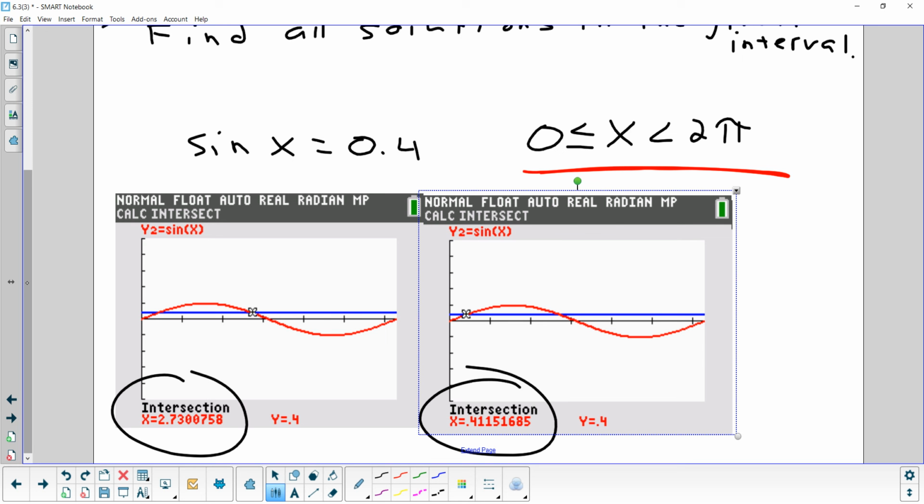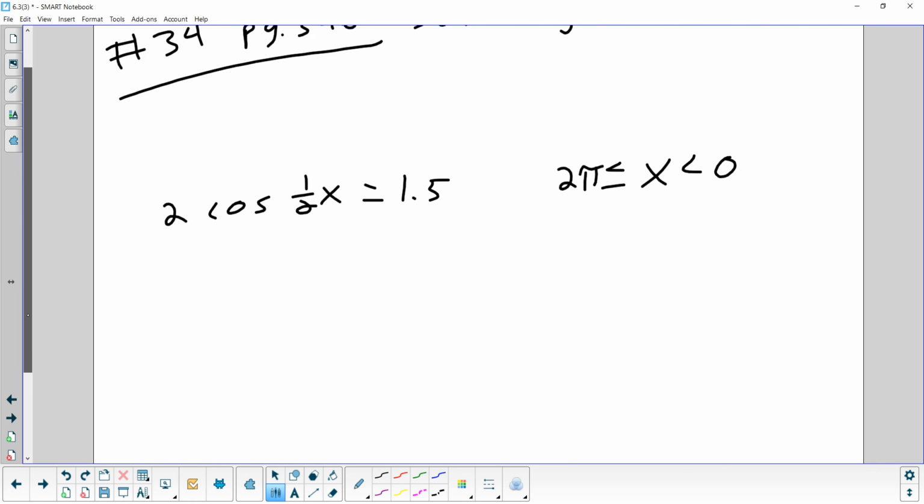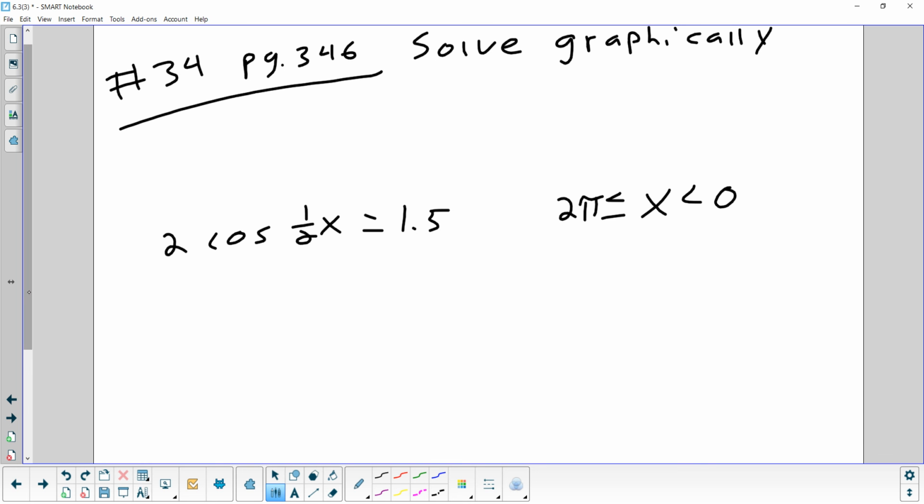Okay, any other questions on that? Okay, let's try a couple more. So this one is from the book. It's on page 346. It'll be like one of the ones you do, or would have been like one of the ones you would have done in the homework. And I wrote this backwards, sorry.